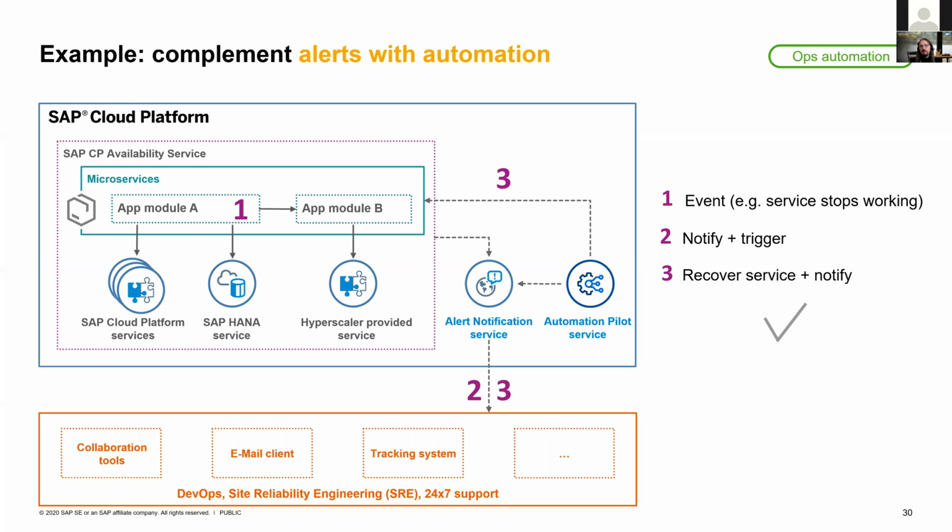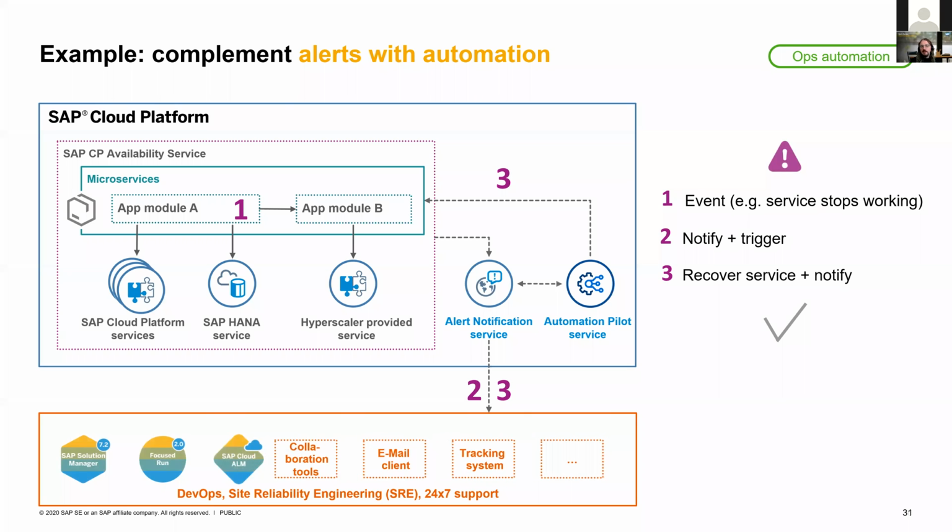The services are also available in trial, so you can take a first look, at least the alert notification and automation pilot, which the colleagues are currently working on, if I'm not wrong. What I did not mention so far in terms of the channel of choice, of course, are the well-known application lifecycle management offerings like SAP Solution Manager, SAP Focused Run, and also SAP Cloud ALM. What does that mean?